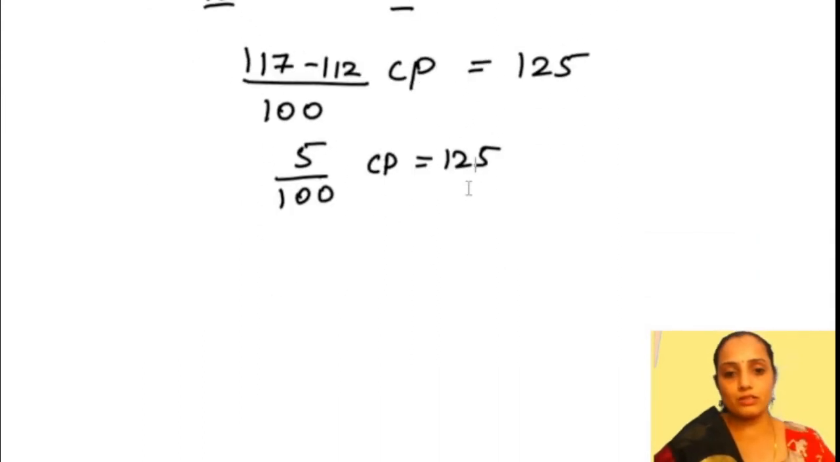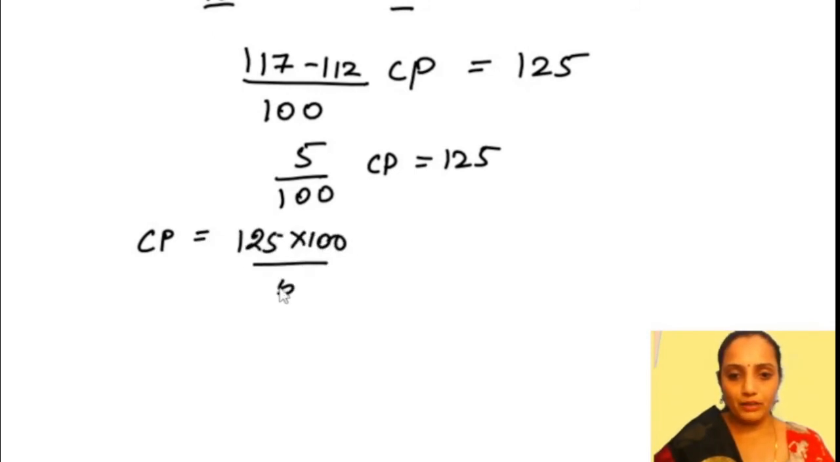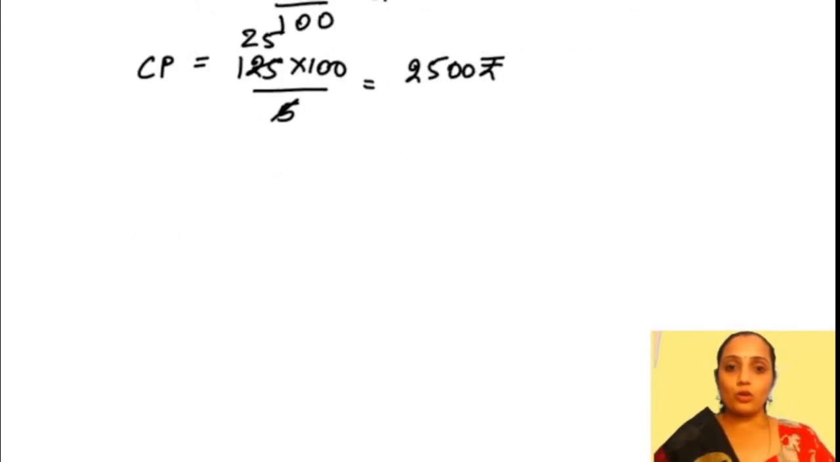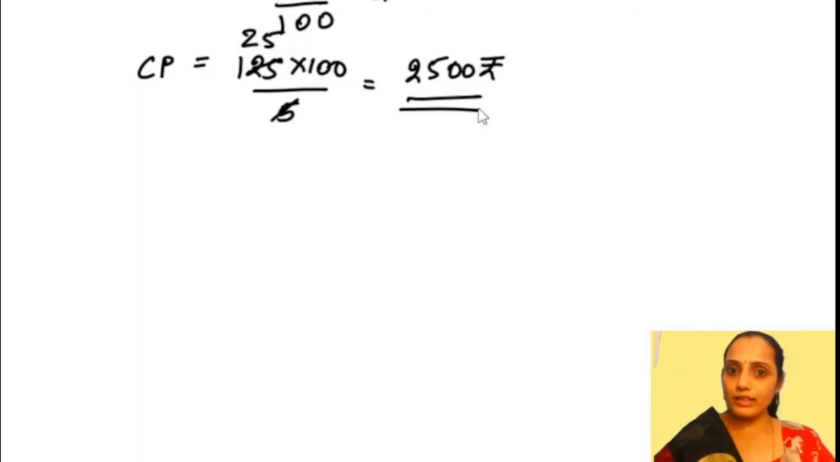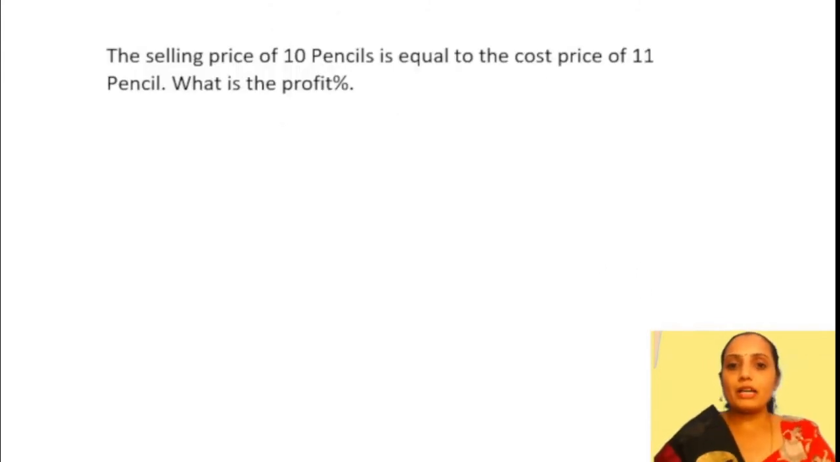So CP, what's the value of CP? Will be 125 into 100 by 5, which gives us 2500. So 2500 was the value of both the radios, which were sold at two different profits, one for 17%, one for 12%. Now let's look at one last question.